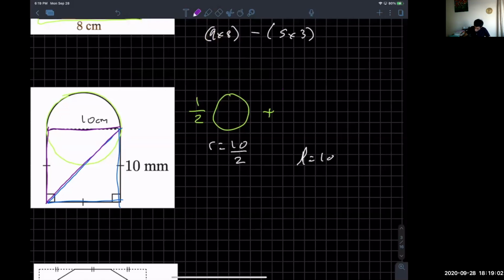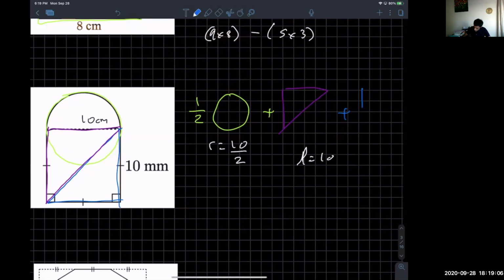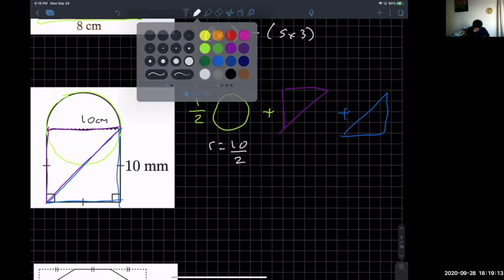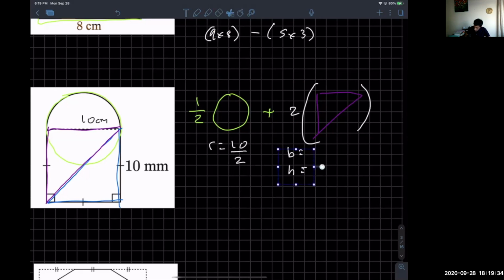Again, this is not wrong. It might just take you longer to get to the answer, right? So this also holds true. But if you do this, then you need to find what's the base and the height, right? Or what you may notice here is that actually the blue and the purple triangle are the same. So what you can do is remove the blue triangle and just multiply this purple triangle by 2. So you can do 2 times this purple triangle, right?